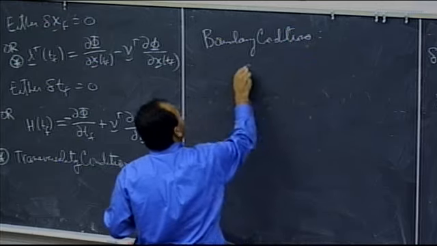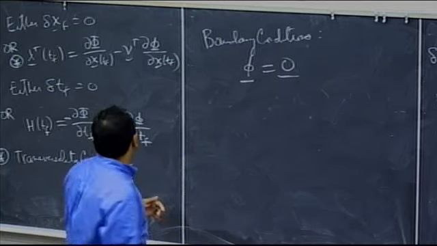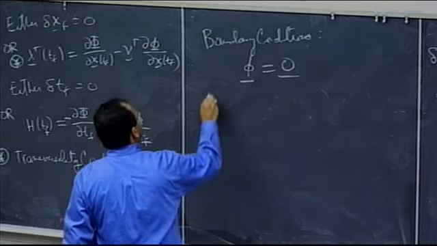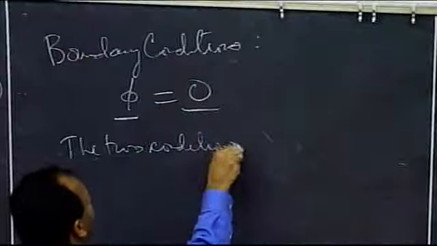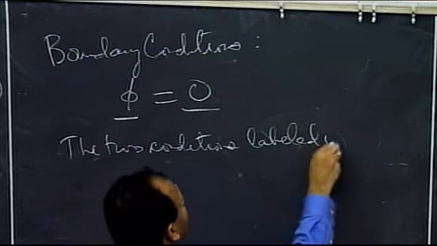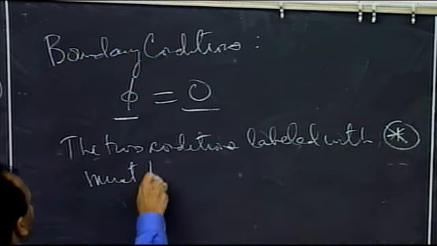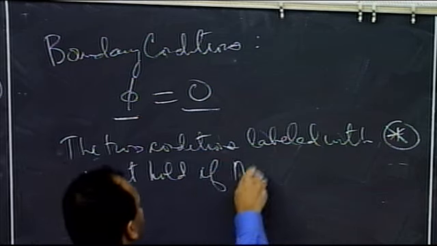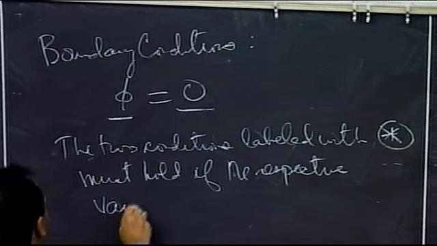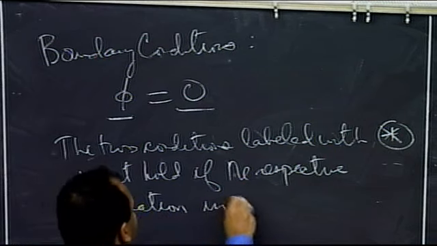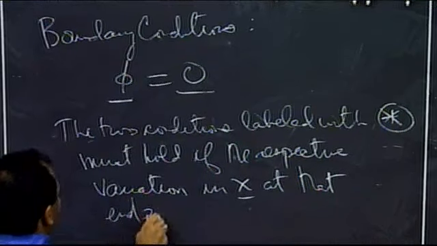The first set of boundary conditions is that phi has to equal 0. That one comes out because that's part of the original problem statement. The second one says the two conditions labeled with star must hold if the respective variation in x at that endpoint is 0.